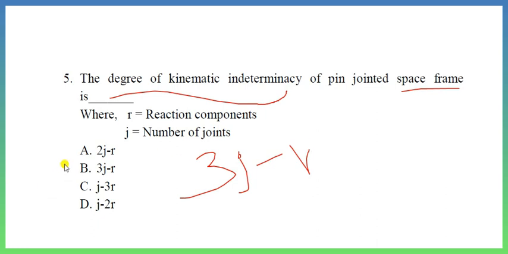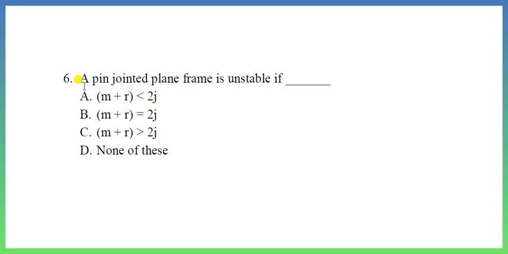So option B is the correct answer. Next question. A pin jointed plane frame is unstable if these are the condition. Option A, m plus r is less than 2j. B, m plus r is equal to 2j. And option C, m plus r is greater than 2j. And option D, none of these.